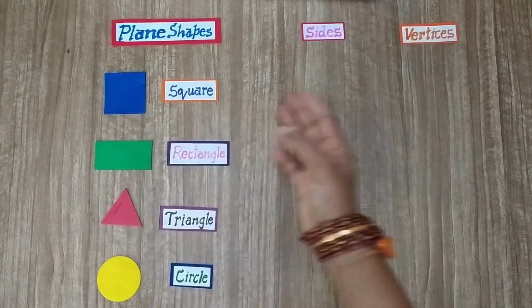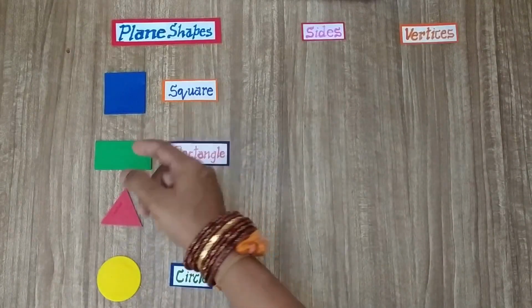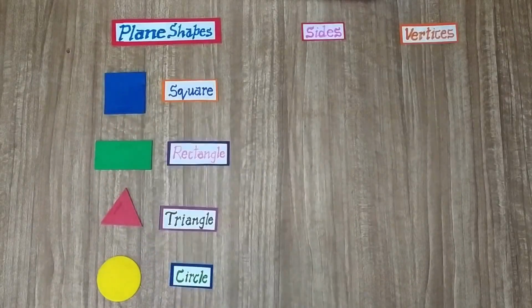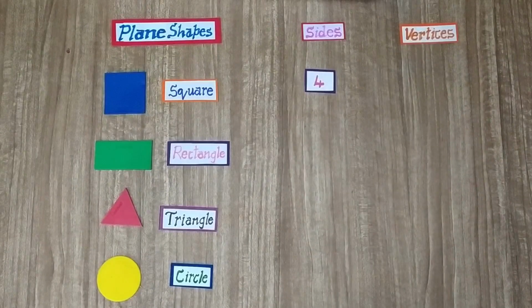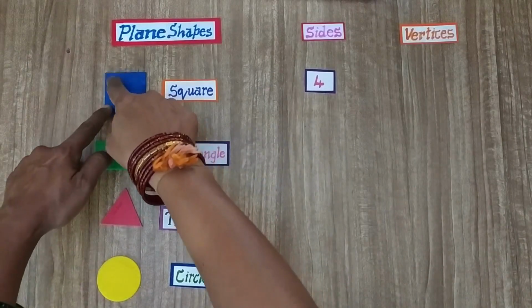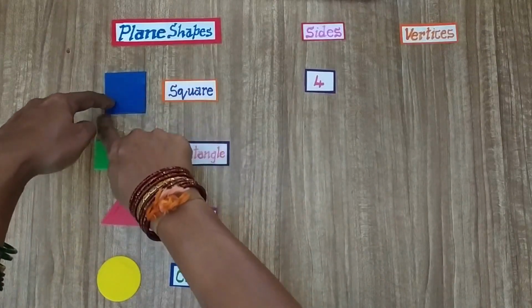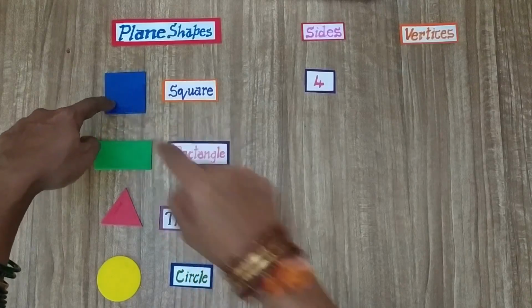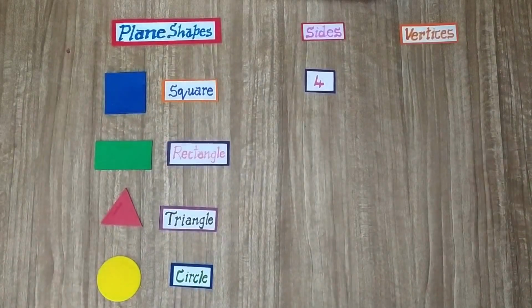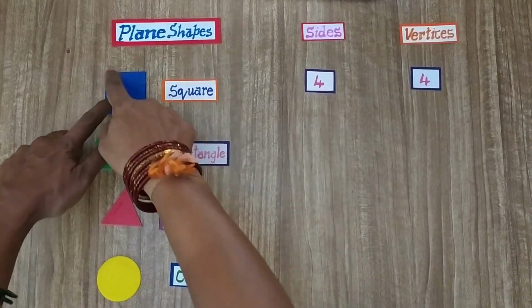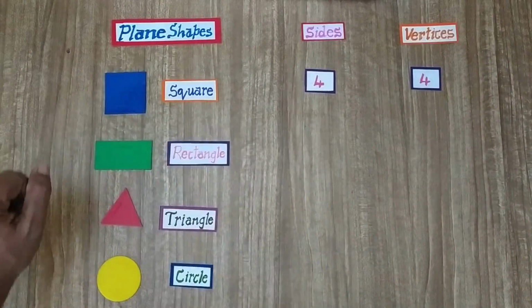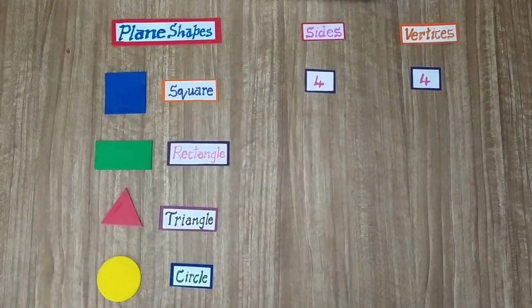Let us know about square first. How many sides does a square have? A square has 4 sides. Similarly, you can see here, these are called corners as well as vertices. So, a square has 4 vertices. One more thing, all the 4 sides of a square will be equal.